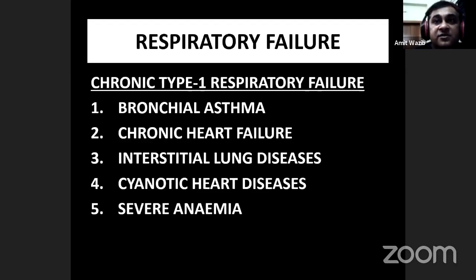So severe anemia can also cause chronic type 1 respiratory failure. Respiratory failure type 1 is characterized by cyanosis. In ABG, you will have low partial pressure of oxygen, but normal partial pressure of carbon dioxide and normal pH. The cause can be acute, like acute severe asthma, acute heart failure, pneumonia. It can be chronic, like bronchial asthma, chronic heart failure, interstitial lung disease, cyanotic heart disease, and severe anemia.